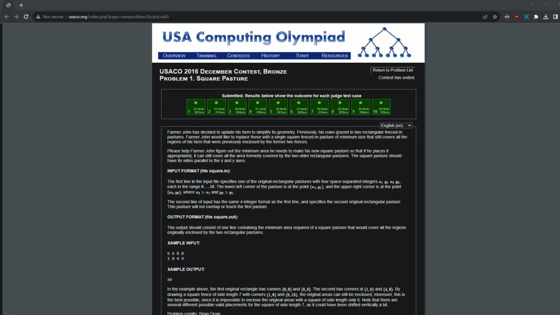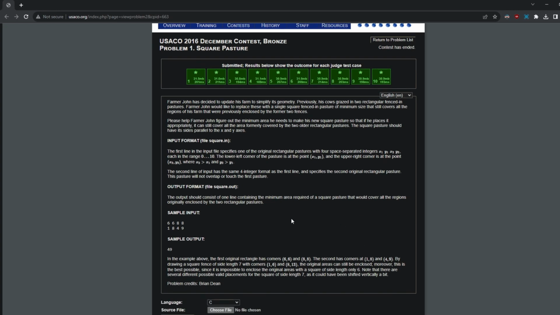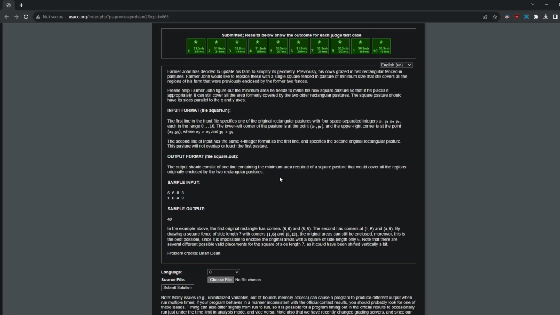Hi guys, today we're going over USACO 2016 Square Pasture. In this problem, it's more of a visual problem than the other ones that we've been going over. Farmer John has decided to update his farm to simplify the geometry. Previously his cows grazed in two rectangular fenced-in pastures, but now Farmer John wants to replace these with a single square pasture. And he wants the square pasture to have a minimum size that covers both of the rectangular fences.